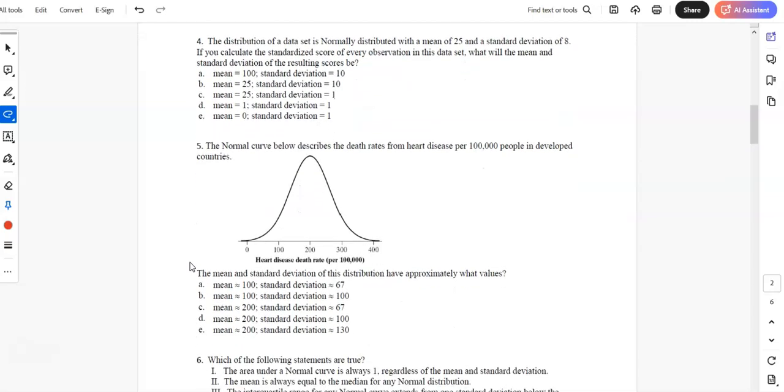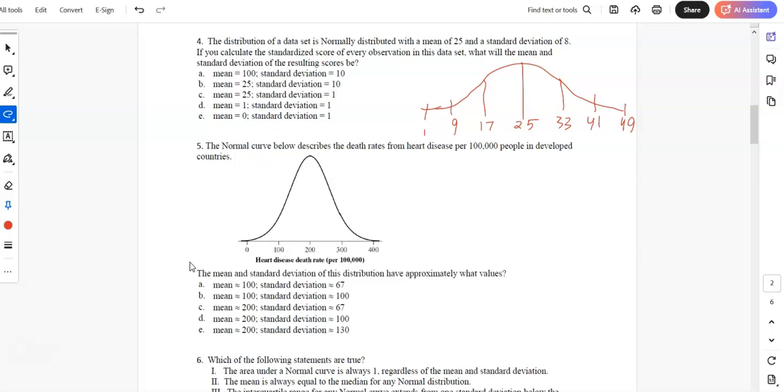The distribution of data is normally distributed with a mean of 25 and a standard deviation of 8. I'm not sure if I have to do this, but I typically just start drawing. So 25, then up 8 is 33, up 8 is 41, and 49. And down 8 would be 17, down 8 is 9, and down 8 is 1. If you calculate the standardized score of every observation of the data set, what will the mean and standard deviation of the resulting scores be?